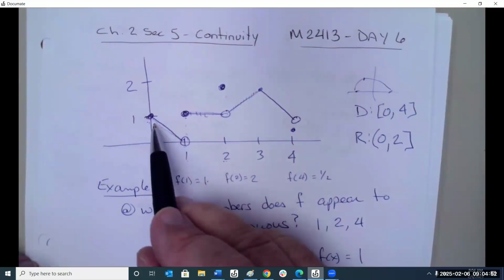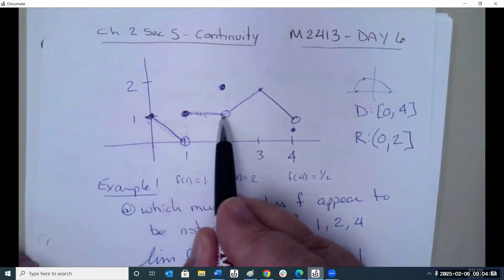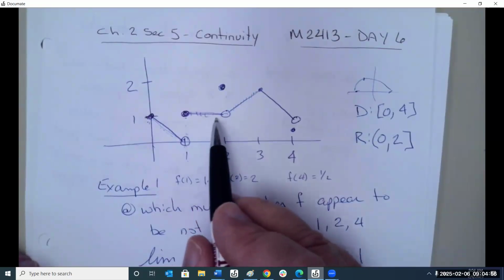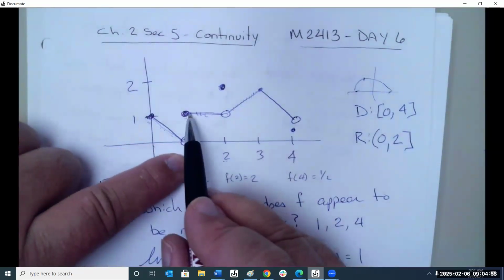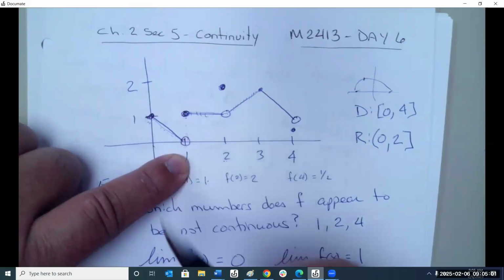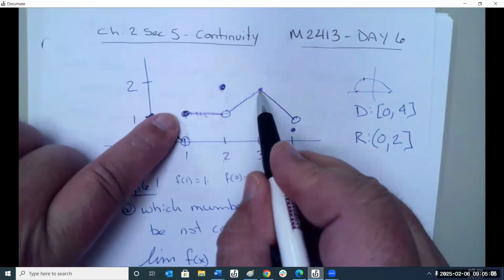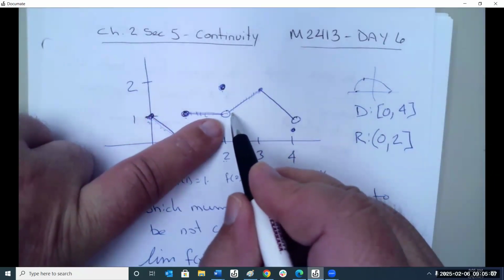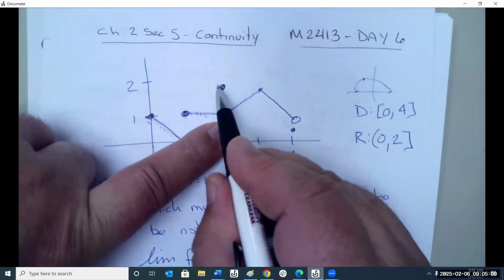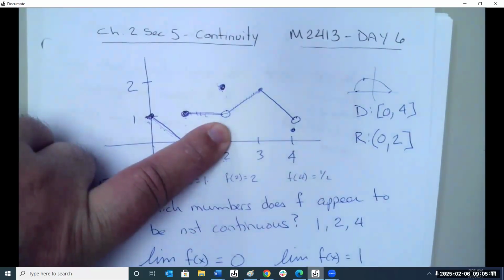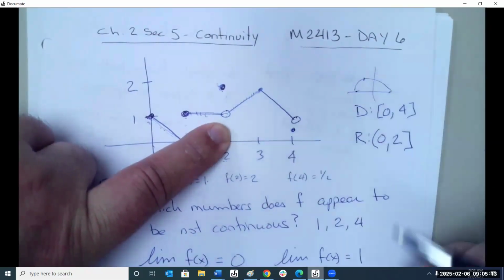Look at what the graph looks like. From the left side, it's going here. From the right-hand side, they're just approaching different numbers from both sides. That's a jump discontinuity. In this one, from both sides, they approach the same number, except at that number, it goes somewhere else for one instant, and then it continues the rest of the time.